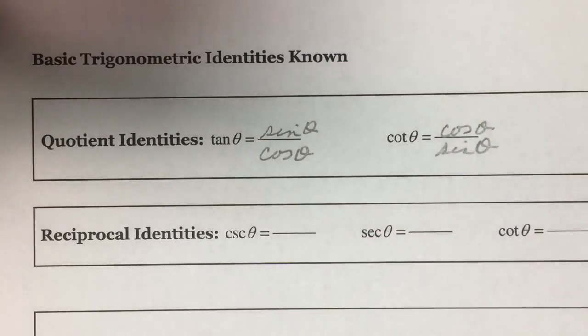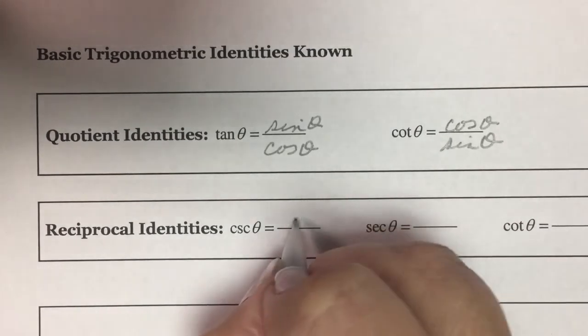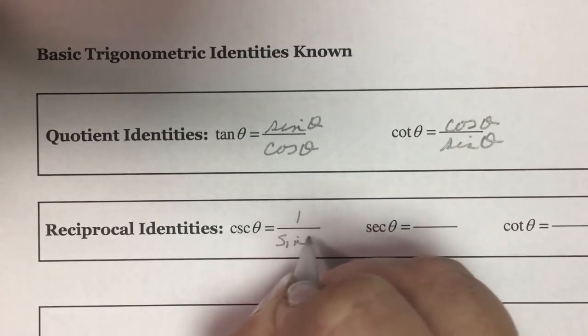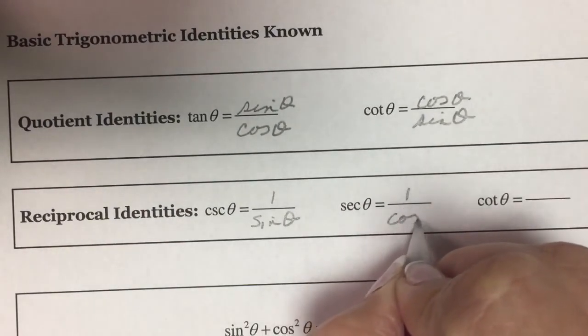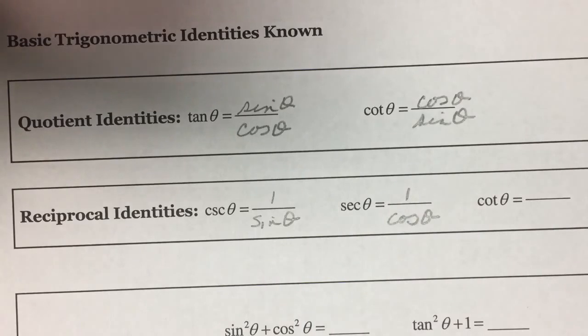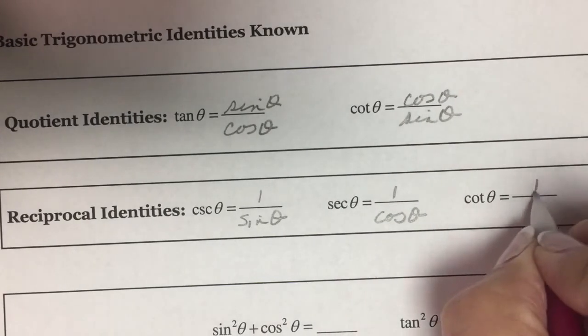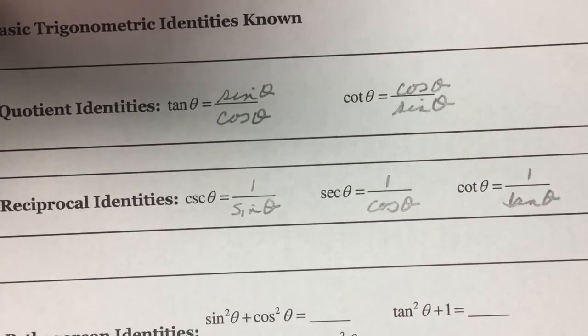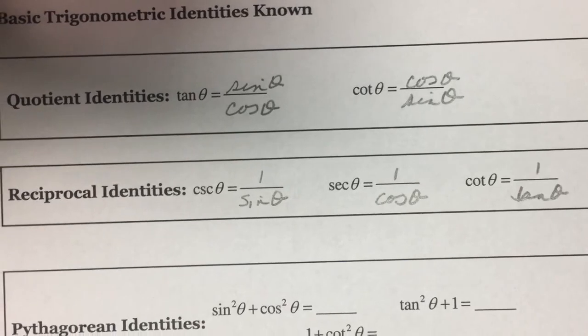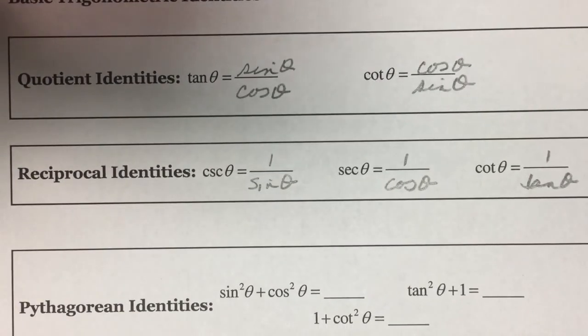So this will be a nice piece of paper that you can have with you. Reciprocal identities: cosecant theta is 1 over sine theta. Secant theta is 1 over cosine theta. And cotangent theta is 1 over tangent theta. So those are called the reciprocal identities. The Pythagorean identities, we've looked at these. The big one is sine squared theta plus cosine squared theta equals 1.